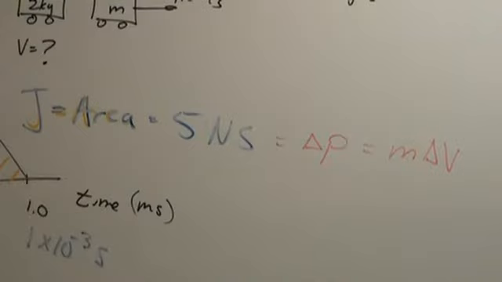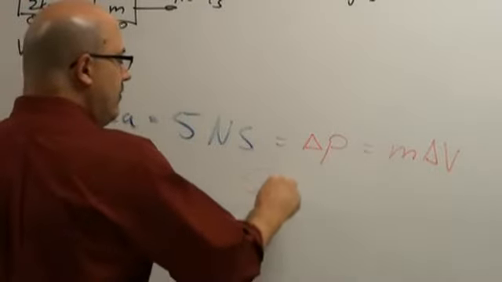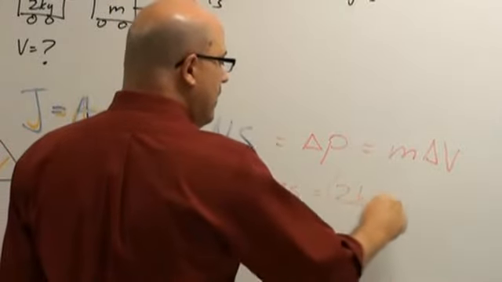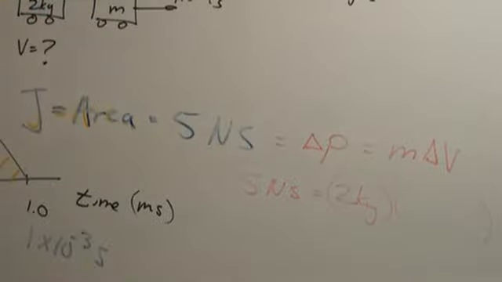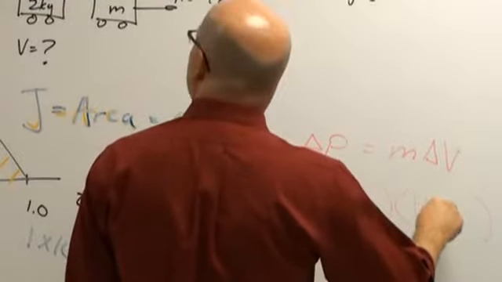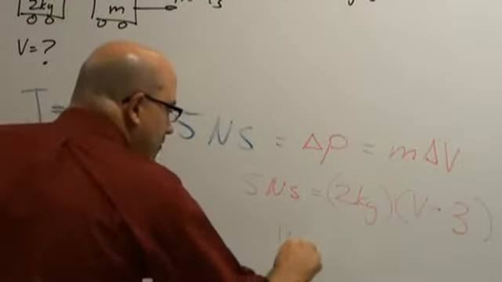So which mass do you want to mess with? The 2 kilograms. That's what it's asking for. You want to do the 2 kilogram one? All right. That's the one it's asking, so we put the 2 kilogram one in here. 5 Newton seconds equals 2 kilograms times delta v. Now delta v literally means v final minus v initial. So there's my v final minus my initial of 3. So when I solve this, what is my final velocity?